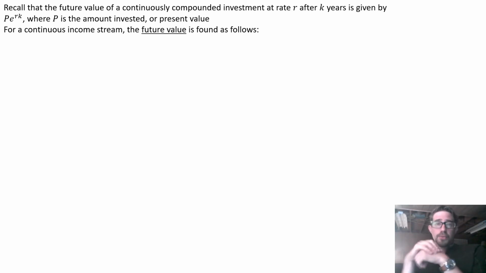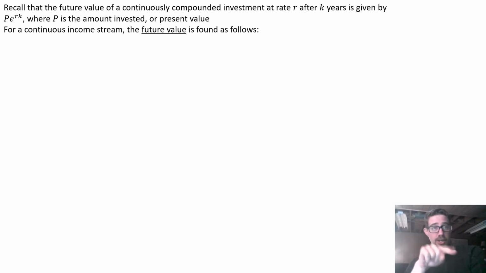When we talk about future value, I'm using K because it's K years. Now we're investing our continuous income stream, so it's like we're continuously investing it as well. That's why we need an integral. We're not just taking a big chunk of it every once in a while and putting it in an investment fund. So P is the initial amount invested, or the present value.